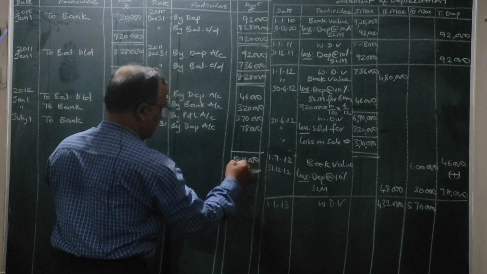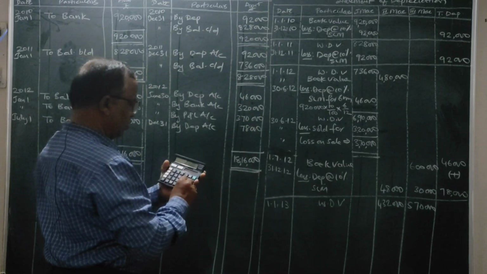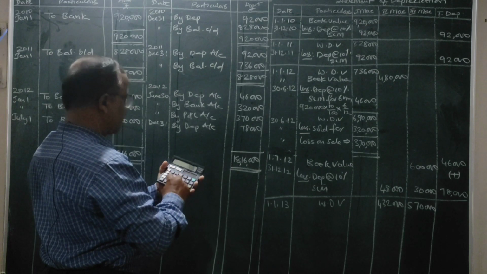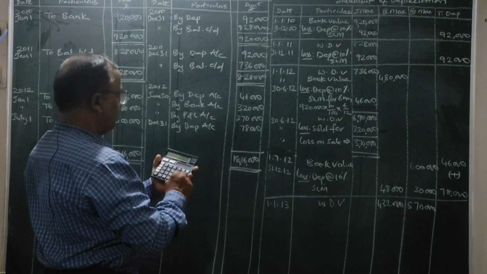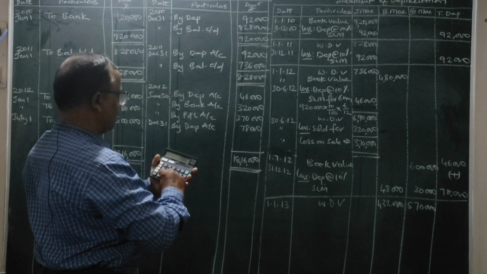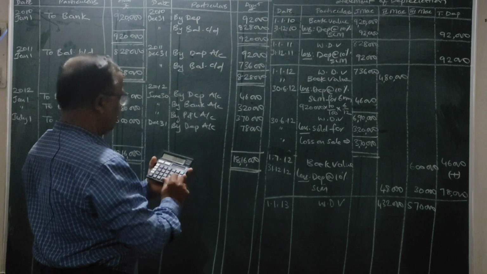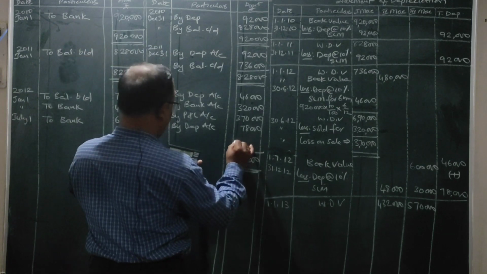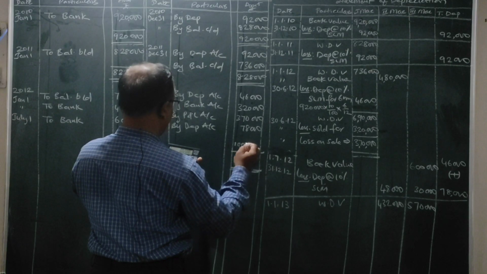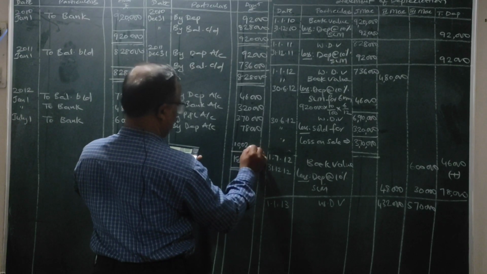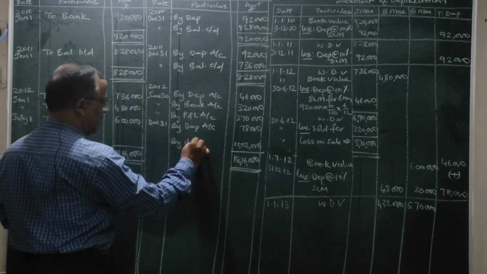18,16,000. Now from this you subtract this. 18,16,000 minus 46,000 minus 3,20,000 minus 3,70,000 minus 78,000. So if you do it, your balance will be 10,02,000. Yes, 10,02,000 it is. So this is your balance carried down.